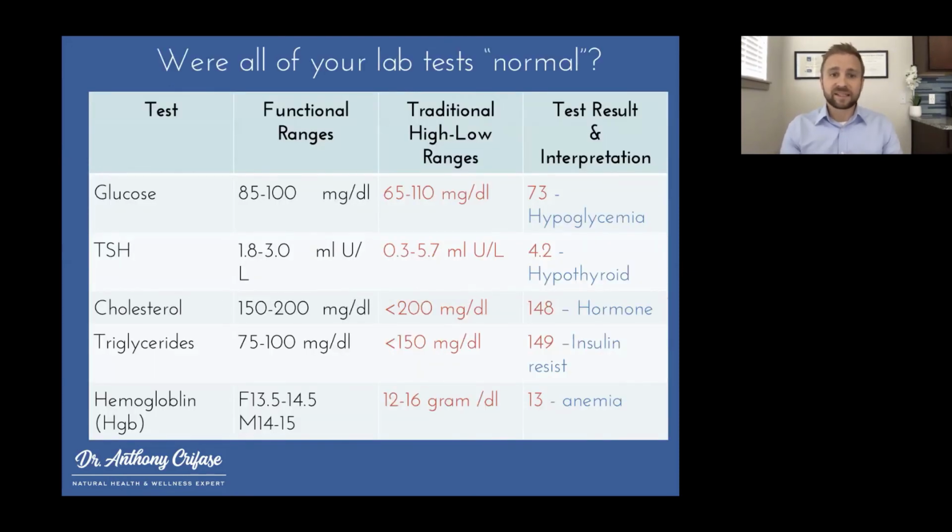So here's a prime example. Traditional high-low ranges for, say, glucose, 65 to 110. So if you come in at 73, they're going to tell you, well, you are good to go. You don't have diabetes. You don't have any blood sugar issues. Now, a functional range is a little bit more narrow, between 85 and 100. So if you have a 73 fasting blood glucose, we're going to know that you are outside of that range. And we're going to be able to take the necessary steps so that we get you inside of that range.